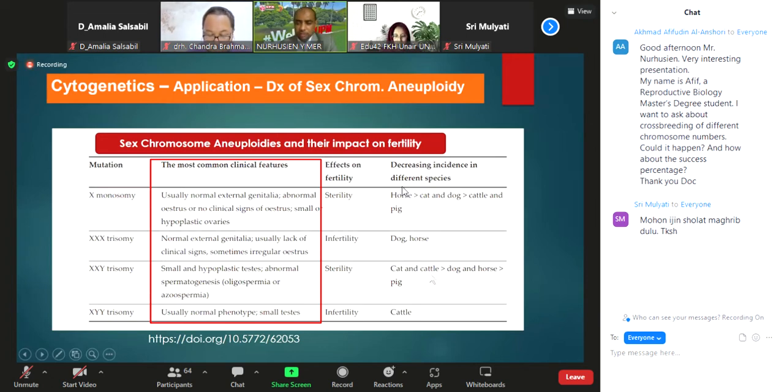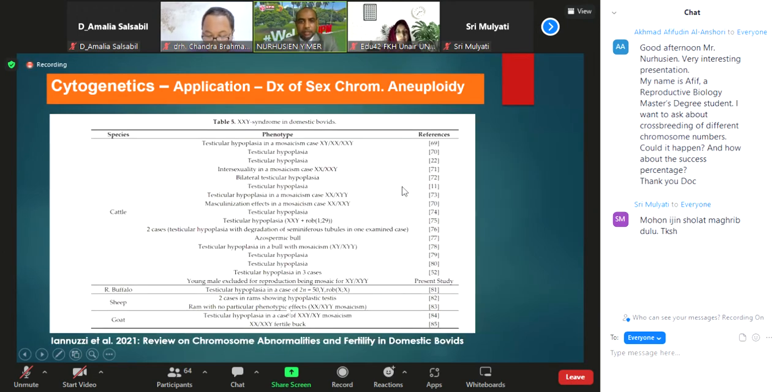And it has been reported in cats and cattle more than dogs, horses and pigs. This is specifically in bovids, all right? This is a report in bovids specifically with XXY syndrome, which is Klinefelter syndrome, and it can happen mosaic with other chromosomal aberrations. And this is the phenotype, what you see in cattle having this kind of abnormalities.